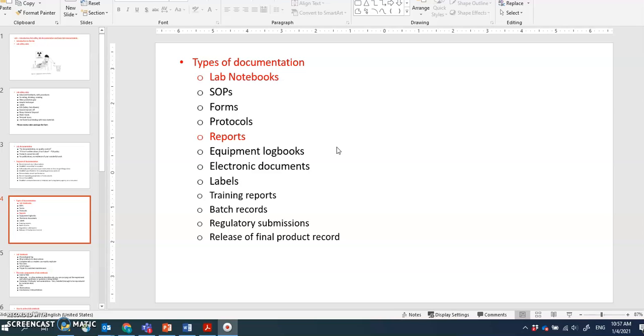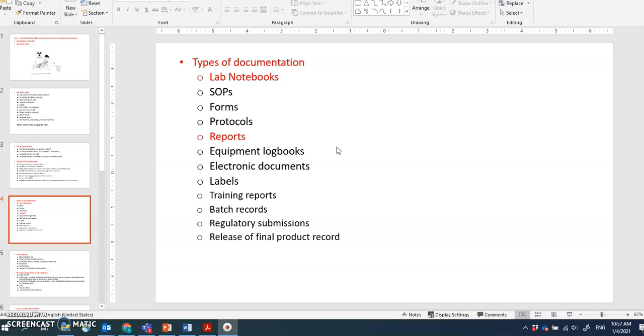Okay, labels. I told you, whatever solutions you make, whatever chemicals you use, they should all have labels with the most important information about them. So when you make a chemical solution, you have to generate your own label for that chemical.